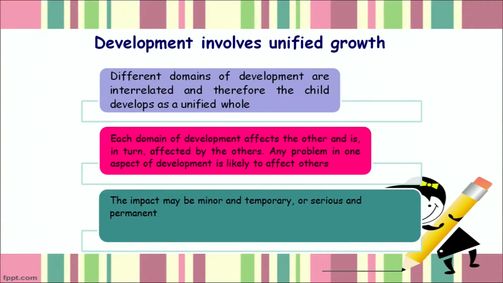Another principle of development that needs to be kept in mind is that development involves unified growth. We've been talking about different domains, be it sensory motor, cognitive, language, socio-emotional and so on. These domains are distinct. However, they are tied together. The development of one affects the other and in turn gets affected by others. Any problem in one aspect of development is likely to affect others.